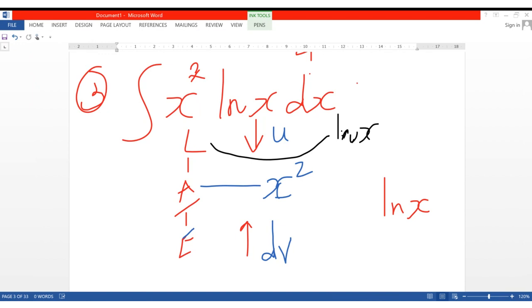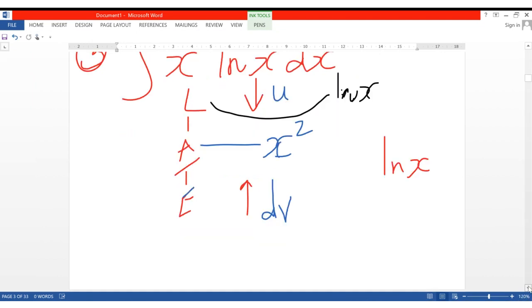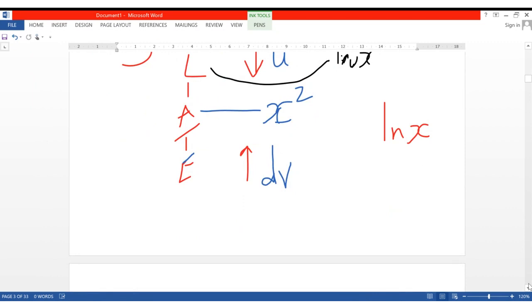So with the acronym LIATE, when I'm starting from up, logarithm will always be given by u. Only that. If I'm starting from down, the first function that I meet is x squared. So my x squared will be my dv. The acronym is usually very easy. So I can come and say that my u will be ln x and my dv will be x squared dx.